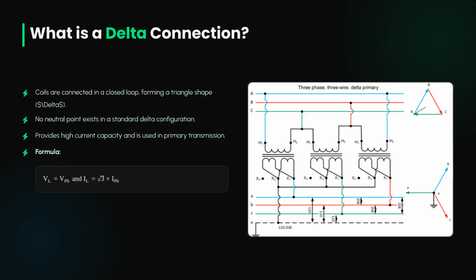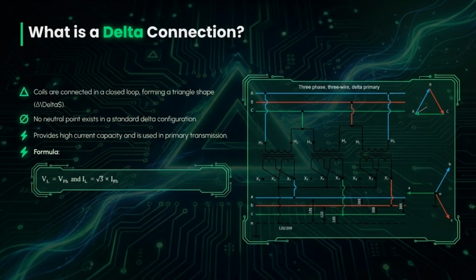A delta connection uses coils connected in a closed triangle loop. It lacks a neutral point and is used in primary transmission, providing high current capacity. This diagram illustrates the three-wire delta primary connection, and the formula shows that line voltage equals phase voltage, and line current is the square root of 3 times phase current.